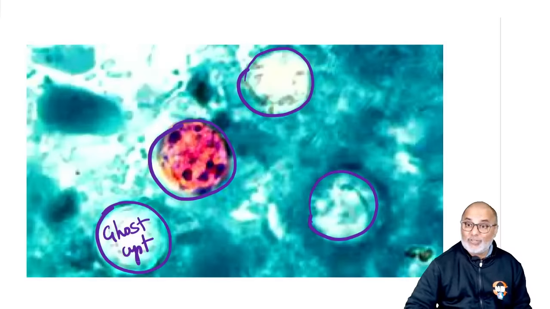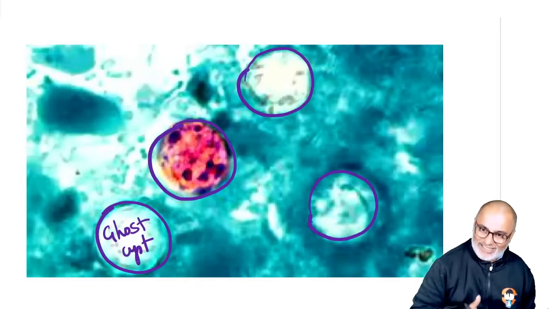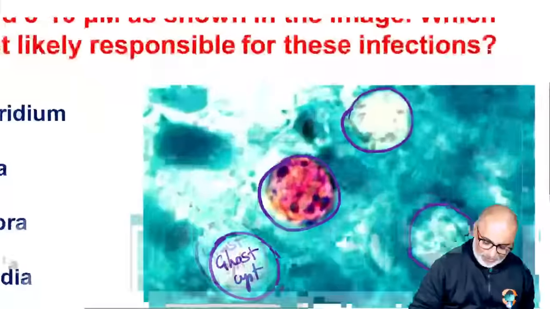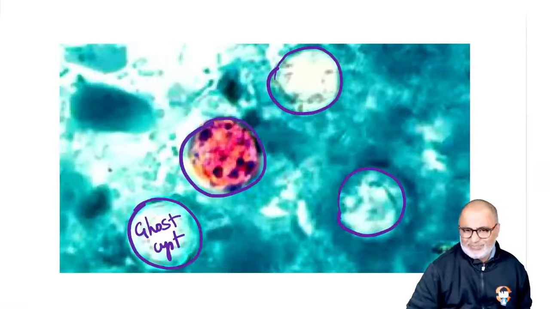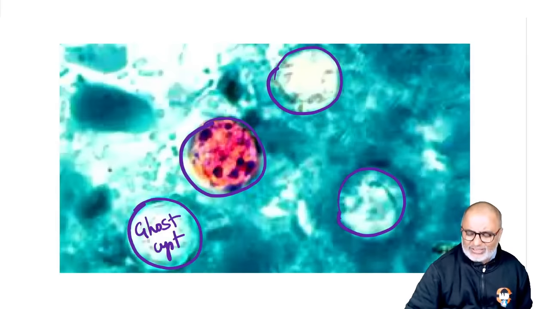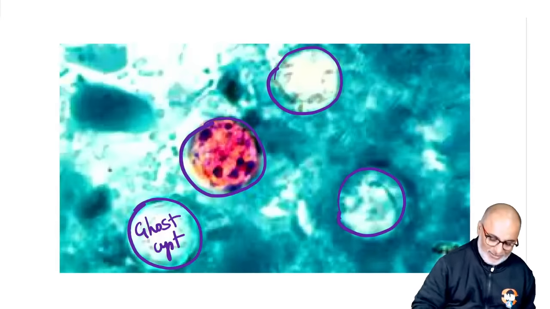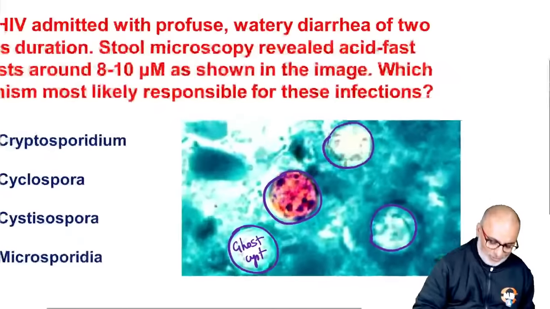Sorry, in the previous question, if A1 is negative, don't do A2, A3. It is negative, that's all. You see the algorithm. Okay? Right. Come on. So it is a coccidian parasite. We don't know without size, but a clue is there. Ghost cysts are present. Usually ghost cysts are seen with Cyclospora. I don't know how far, it's my assumption. Okay.